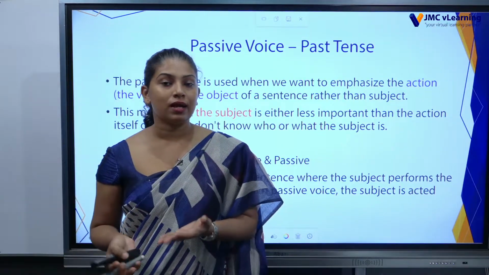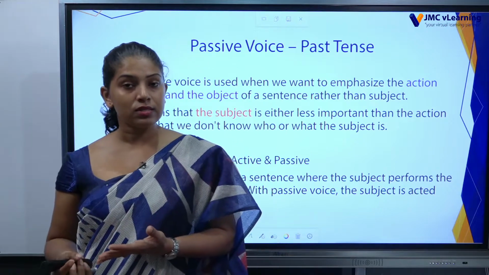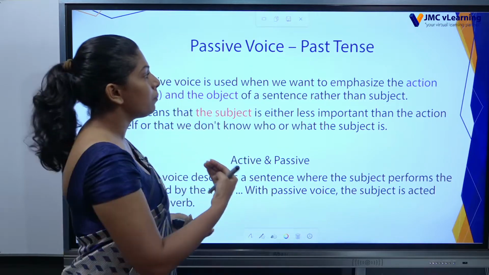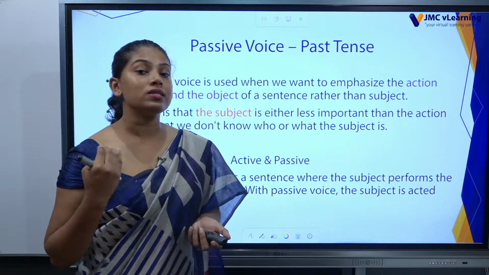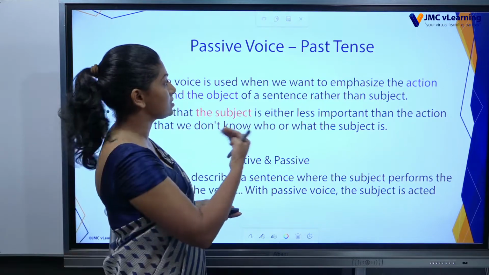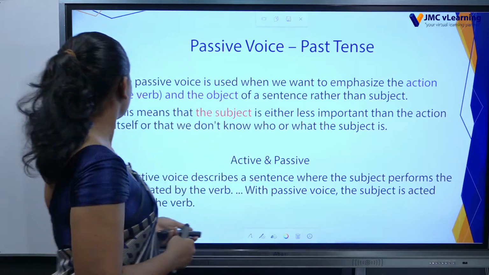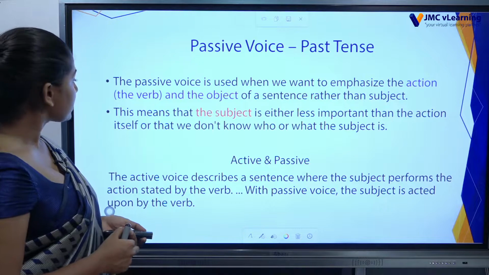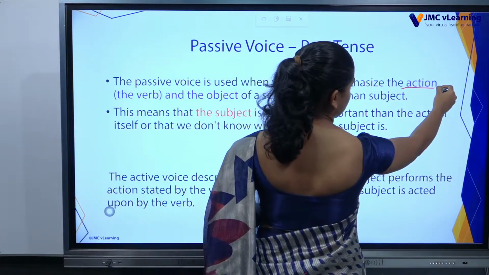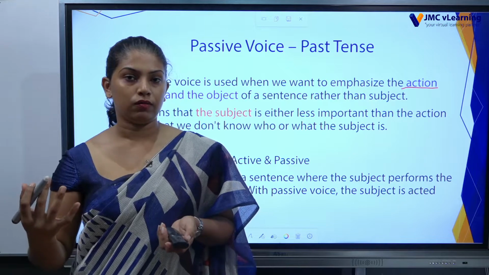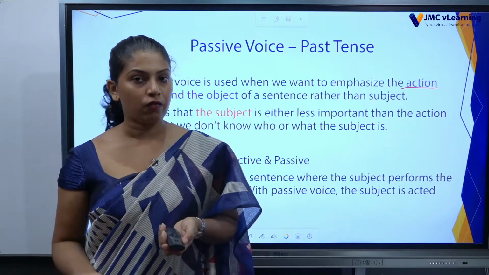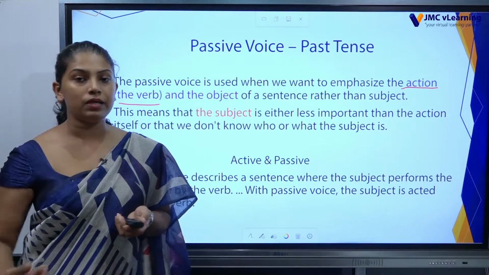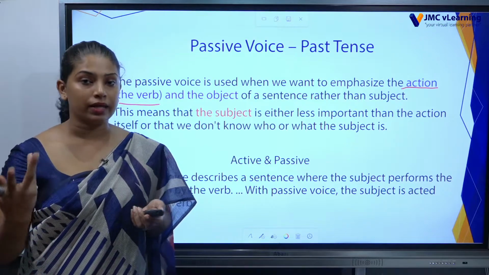As we discussed, there are active voices as well as passive voices. Here we are going to learn passive voice, and under the passive voice we are going to learn past tense. Let's see what passive voice is first, then let's discuss its past tense. The passive voice is used when we want to emphasize the action, an action done by someone, or we can say the verb of the sentence. A verb is something, an action.